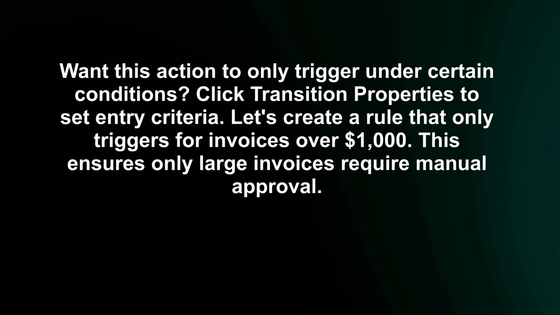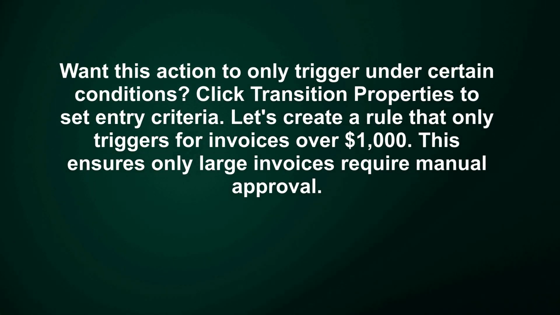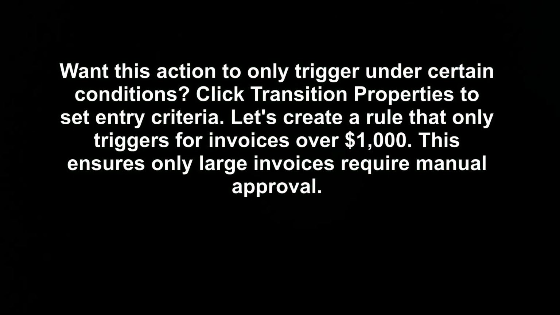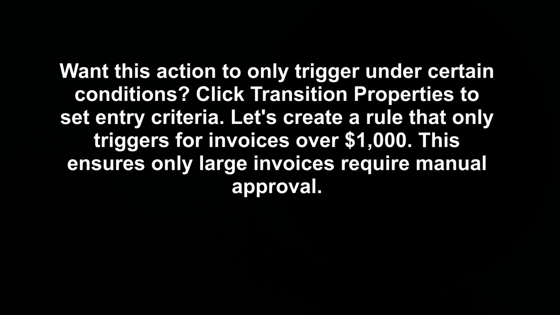Want this action to only trigger under certain conditions? Click Transition Properties to set entry criteria. Let's create a rule that only triggers for invoices over $1,000. This ensures only large invoices require manual approval.